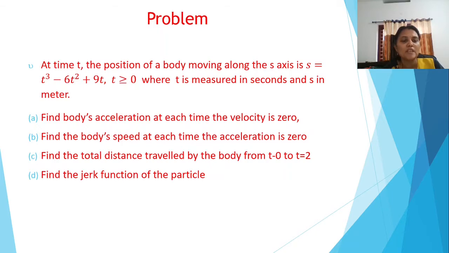Next, find the body's speed at each time when the acceleration is 0. Third question, find the total distance traveled by the body from t equal to 0 to t equal to 2. D, find the jerk function of the particle. Now let's do the problem.